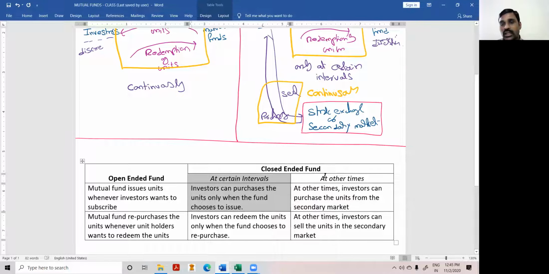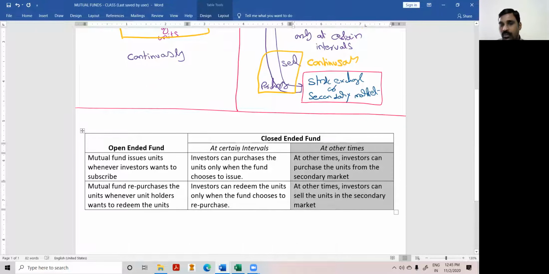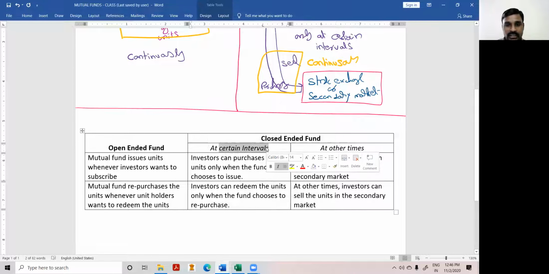At other times, what to do? They have to deal with the secondary market. Other times, they deal with the secondary market, not directly with the fund. Look at this point: at certain intervals, we purchase directly from the fund. At other times, in the secondary market. They can deal in the secondary market at other times. Both purchase and sell directly from the fund, and indirectly in the secondary market.